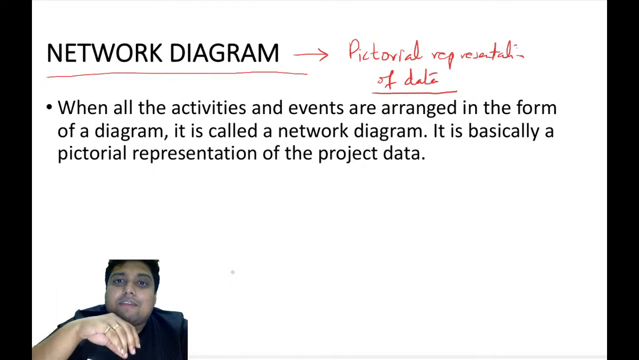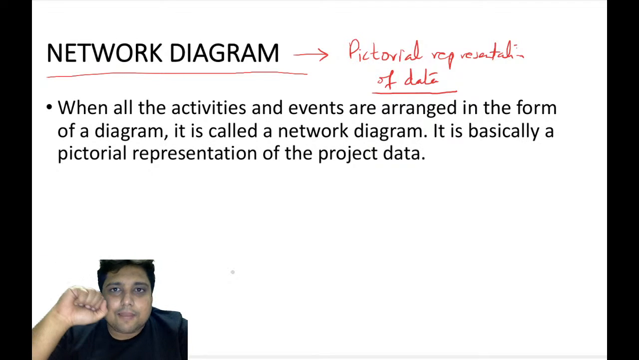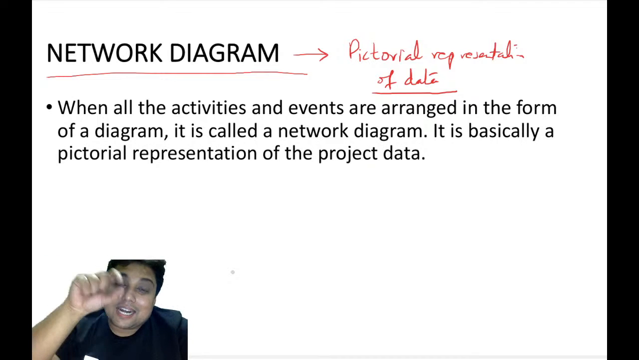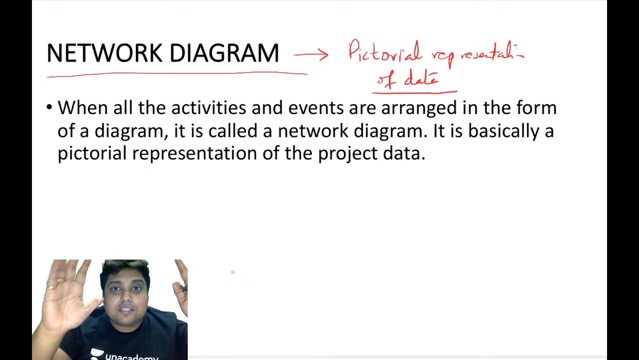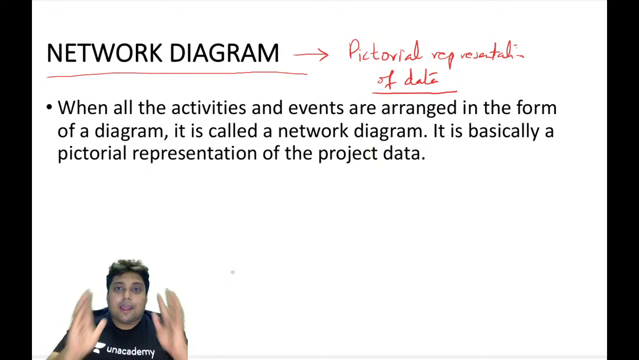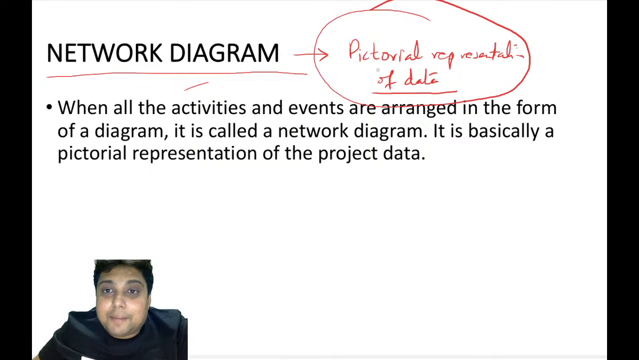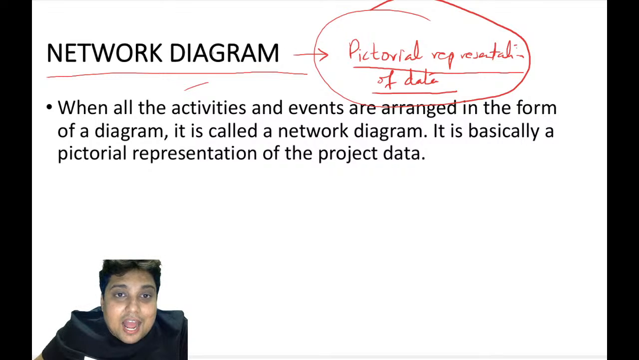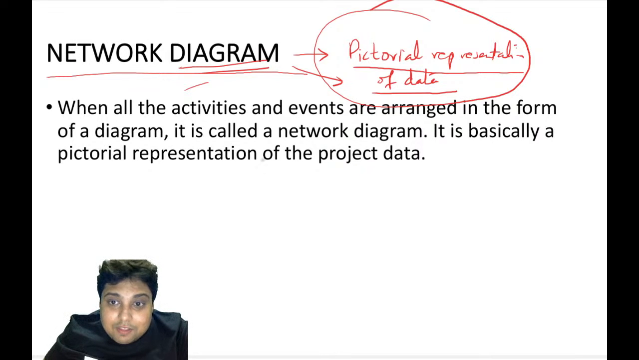And those activities and events will have certain data. This activity consumes this much money, this activity consumes this much time, this is going to happen on that particular date, this activity is going to happen before this activity and after this activity. So a project basically has a lot of data, and if I put all those data and make a pictorial representation, a diagram of that, what is the definition when all the activities and events are arranged in the form of a diagram? It is called a network diagram. It is basically a pictorial representation of the project data.